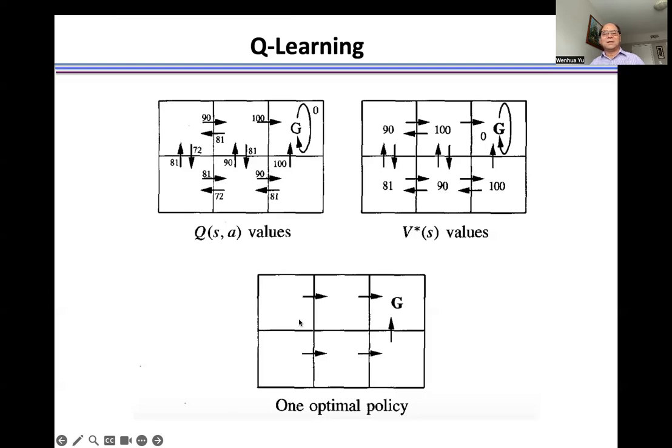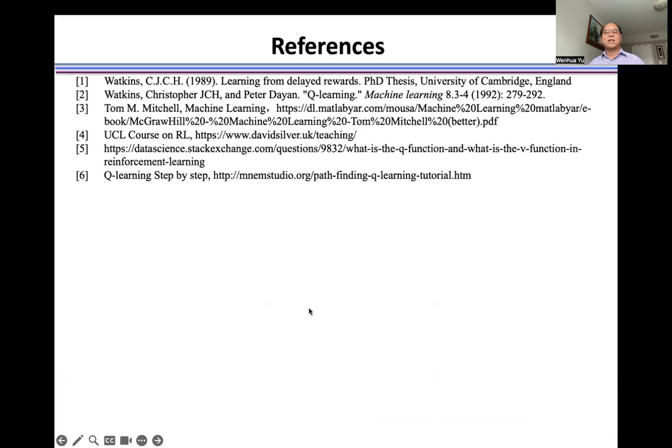And the optimal policy is here. At this state, we select the action with the maximum Q. We select moving right, and here moving right, here moving right, here moving up, here moving right, here moving right. And then we get this optimal policy. For more details, please check this reference. Thank you.